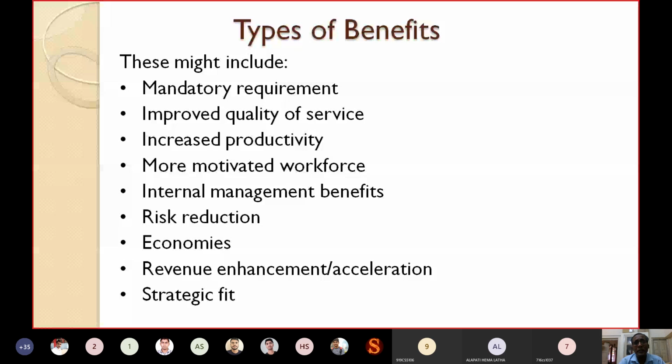Then internal management benefits. How can we manage our internal activities, day-to-day works or internal procedures, so that we can get maximum benefits. Then risk reduction. I have already told you every project has some risks. How we can handle them, how we can reduce the effect of the risks so that the consequence will be less. That is also another benefit. Then economics, the financial aspects. Then revenue enhancement or acceleration. We are getting this much revenue now. How that revenue can be enhanced or accelerated is another kind of benefit.